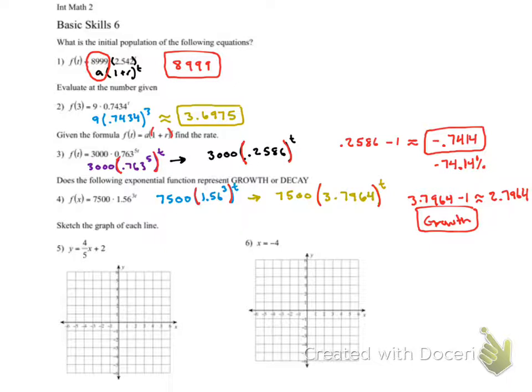Number 5. Sketch the graph of each line. So we're starting off here with a linear function, right? It's x to the first power. So our y-intercept is 2. Our rise over run, here's our rise. Here's our run. So rise 4, 1, 2, 3, 4, run 5, 1, 2, 3, 4, 5. Right there. And then we can draw our line.